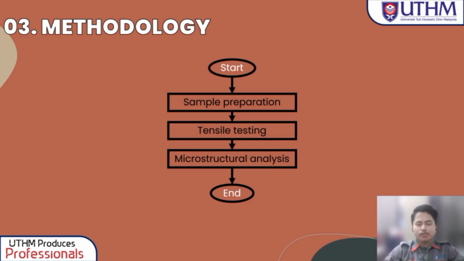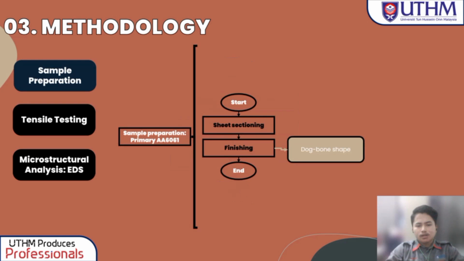Next, let's move to the methodology of this project. In this project, there are three steps, which are sample preparation, tensile testing, and microstructural analysis. The first step is sample preparation. In this project, two samples need to be prepared, which are primary AA6061 and its recycled version. The primary AA6061 only needs two steps of preparation, which are sheet sectioning and finishing. This sample is finished into a dog bone shape.